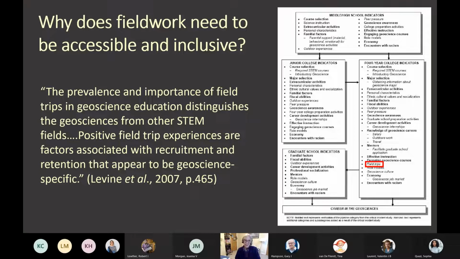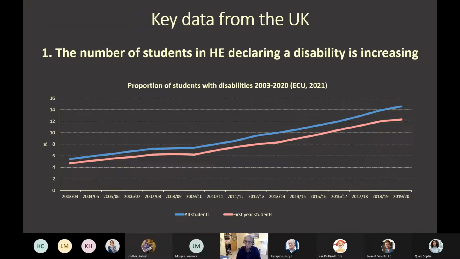So what we can take from this is that it's really important to try to ensure that all of our students have positive fieldwork experiences, and I'm going to pick up on this idea a little bit later.